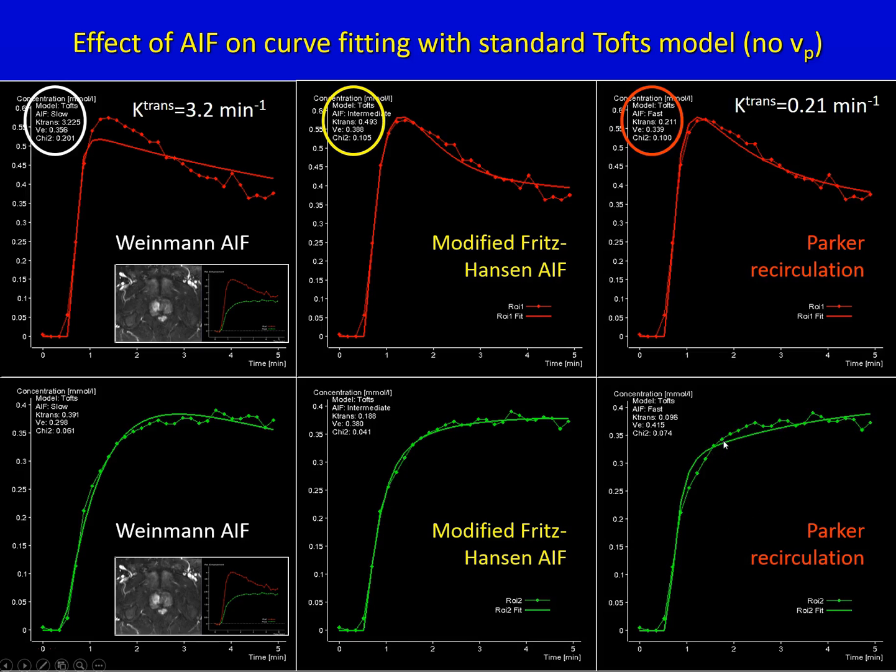But what you have to realize is that the values of the Ktrans change according to the choice of the input function. So here you can see the transfer constant has a value of 3.2, and here for the same curve but a different input function you have a value of 0.21. So there's an order of magnitude difference, and again you can see even with this other curve shape, this is 0.39, whereas the Parker recirculation gives you a value of 0.01.